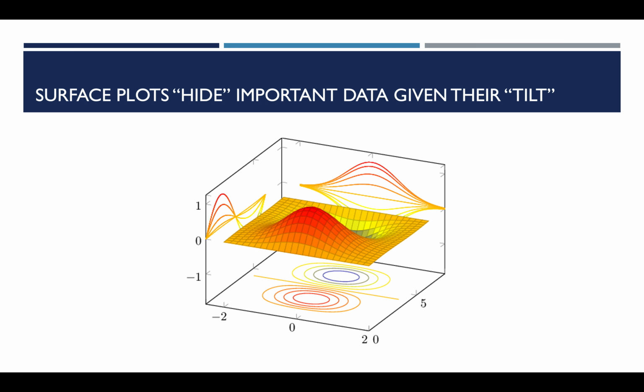If it wasn't for the contour plot that exists below my surface plot, I wouldn't know that it belongs in the yellow part, which means it might be in this yellow part. Again, without this contour plot down here, I would not be able to see all the data points in this surface plot up here. And that's one of the major issues.